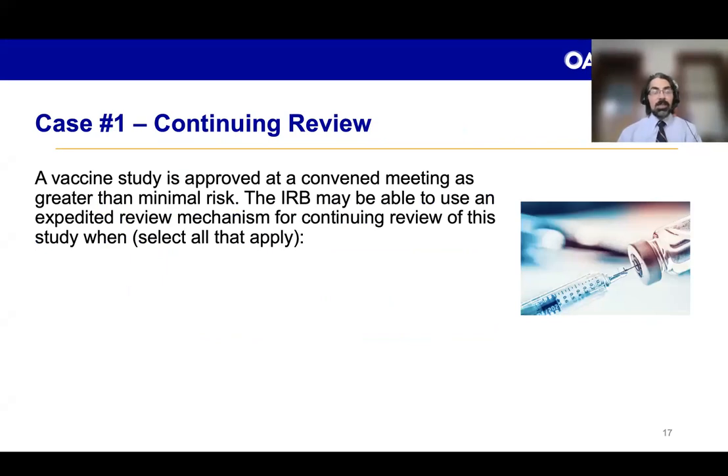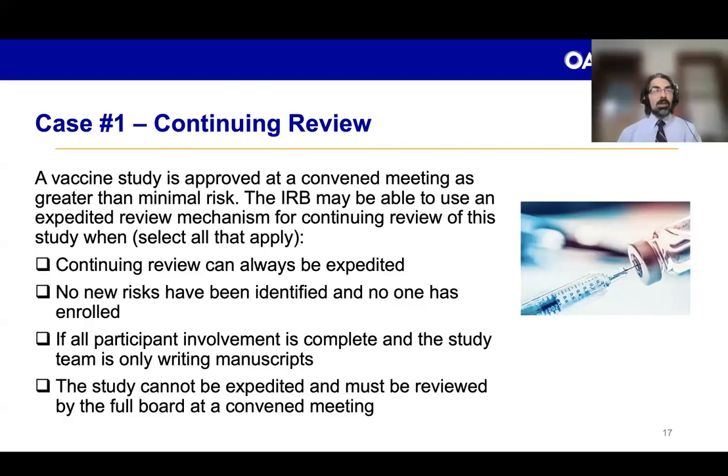So here's a case example for us to look at. A research study is approved at a convened meeting as greater than minimal risk and requires continuing review as specified by the regulations. At the time of the study's first continuing review, under which of the following circumstances can the continuing review proceed through expedited review instead of having to go through the full board? So here are the answer choices. Take a minute and please select all that apply.